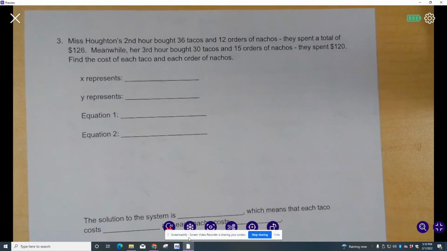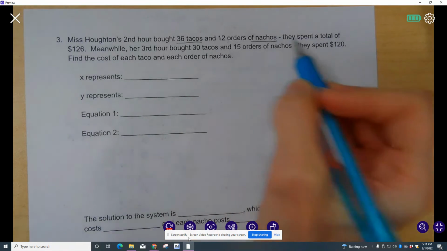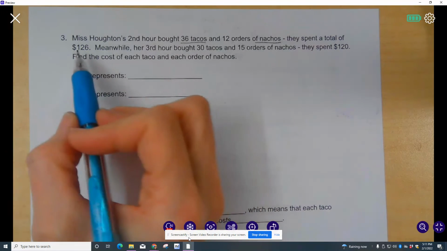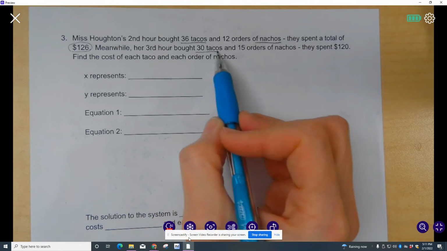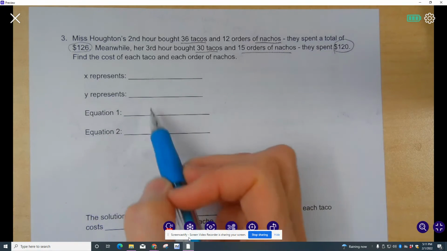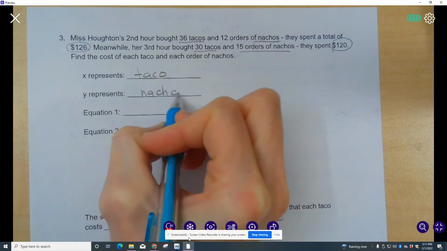All right, one more on the back. Okay, Miss Houghton teaches across the hall, right? She has a second hour who bought 36 tacos and 12 orders of nachos. Now, already I'm thinking, oh, I'm in this problem. I'm talking about tacos and nachos. Remember, we're always looking for two things. They spent a total of $126. Meanwhile, her third hour, tacos and nachos, and they spent $120. So tacos and nachos. So call your X tacos, call your Y nachos.